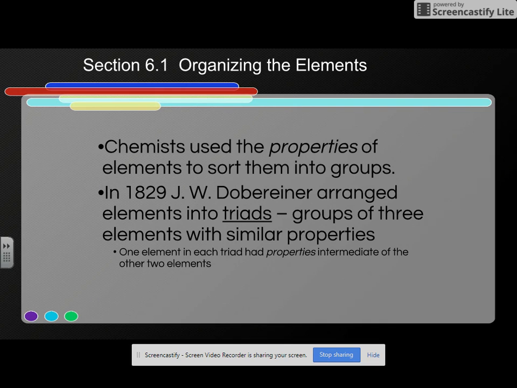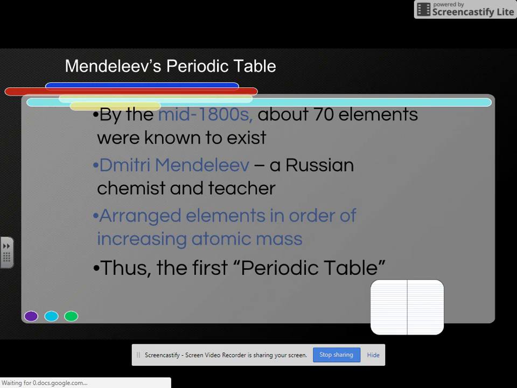But groups of three triads weren't very effective, so we moved on in the mid 1800s to having about 70 known elements at this point. So Dmitri Mendeleev, a Russian chemist and teacher, began organizing the elements into the order of increasing atomic mass. And this was our very first periodic table. And his periodic table was pretty good. He had predicted elements that weren't even discovered at that time.